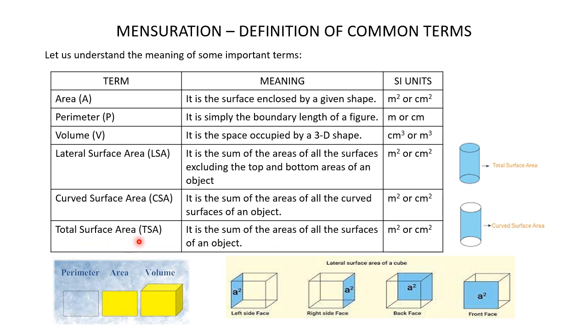Total surface area. It is the sum of the areas of all the surfaces of an object. The SI units of total surface area is meter squared or centimeter squared. Look at this cylinder. The total surface area here would be the top area plus the bottom area plus the curved surface area. Understand the meaning of all these important terms which will help you while solving problems on mensuration.